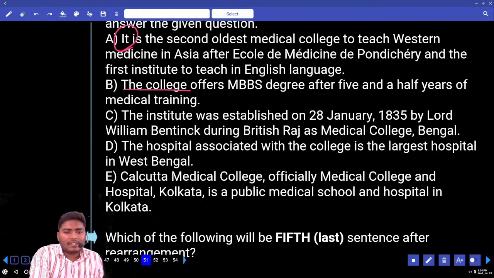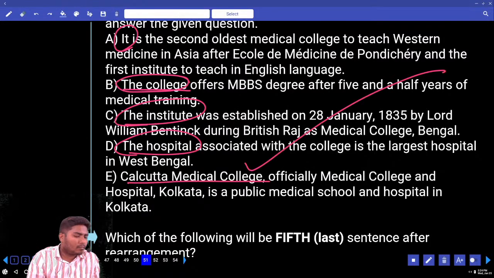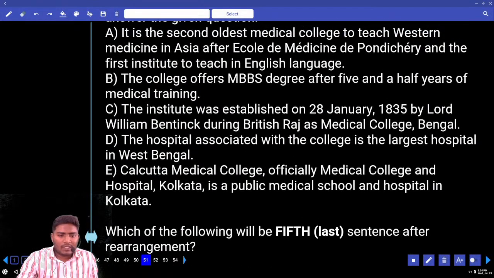The college offers, the college in the sense which college? We need to refer to some college. Again, the institute was established. Which institute? We don't know. Again, the hospital. Which hospital? We don't know. The Calcutta Medical College. Proper noun. So only possibility comes with the E. Now we have to go with the continuation of E.